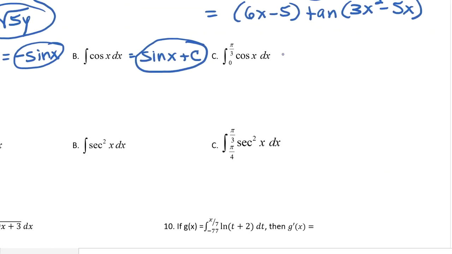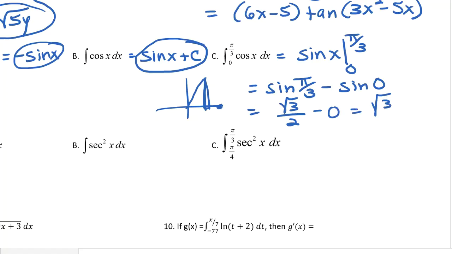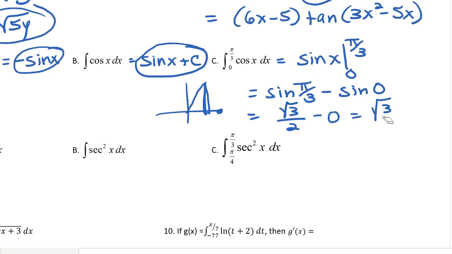And then let's evaluate. So the antiderivative was sine of x, evaluating from 0 to pi over 3. So we want to do the sine of pi over 3 minus the sine of 0. And the sine of pi over 3, that's our 30, 60, 90 triangle, so square root of 3 over 2, and the sine of 0, of course, on the unit circle is 0. So square root of 3 in the numerator over 2.